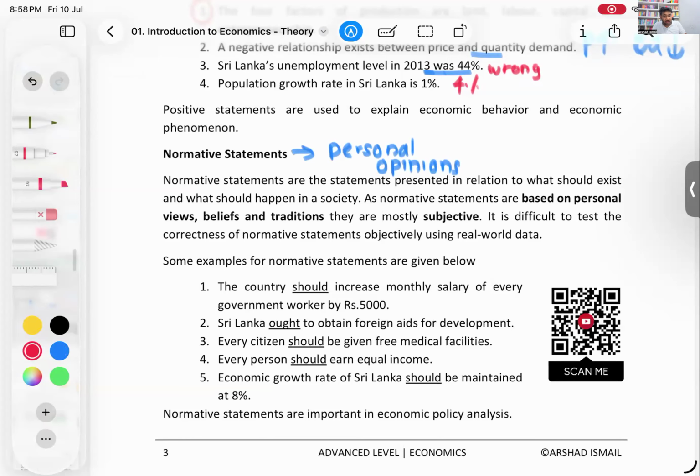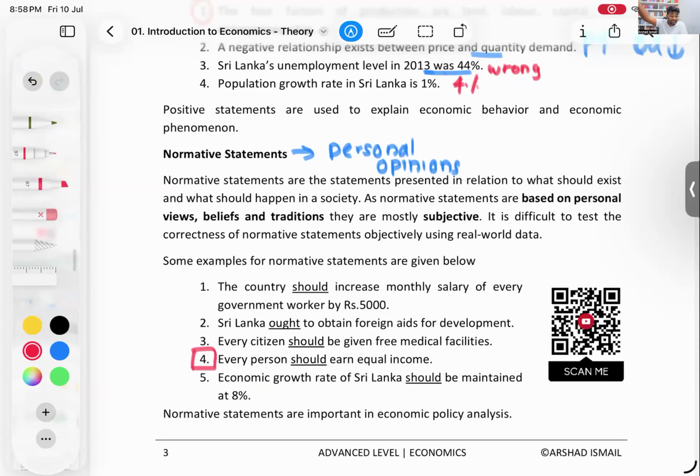Now, I'll give you an example. One example I am giving you is, I am saying every person should earn an equal income. Now, is there a true or false there, Lamai? Can you say this is true, this is false? I am saying every person should earn an equal income. There is nothing called true or false, no?